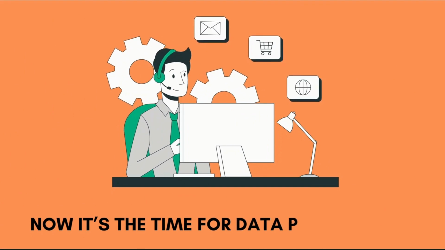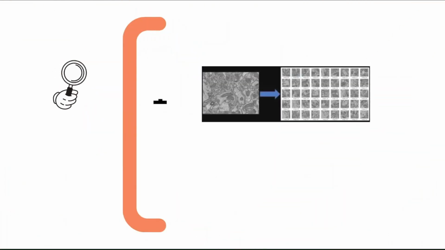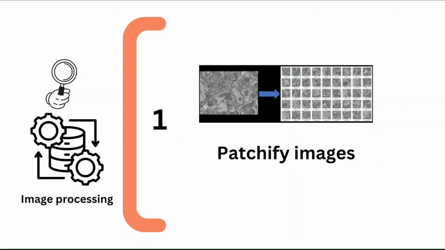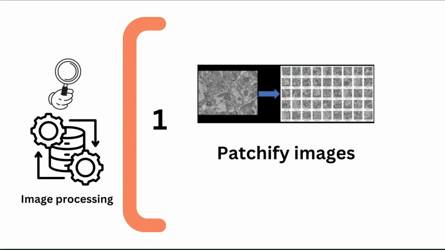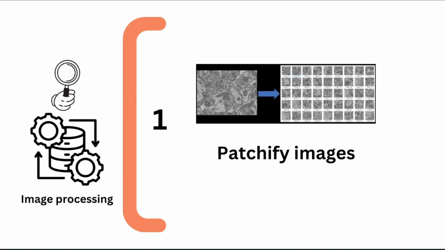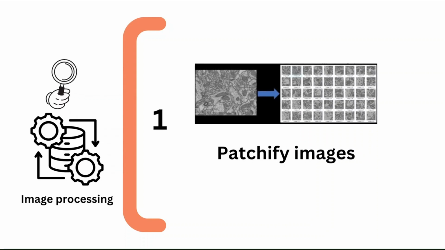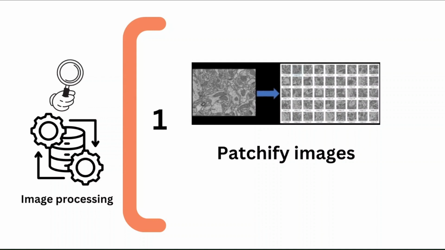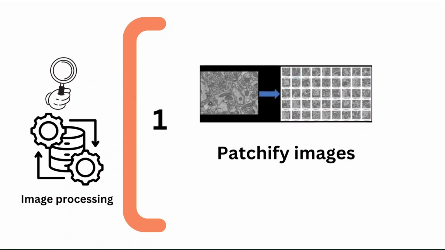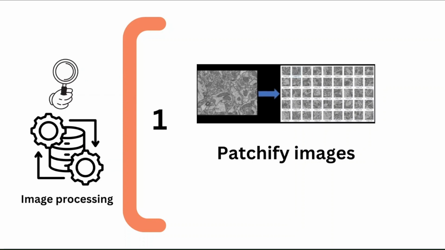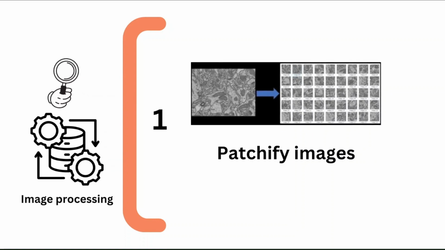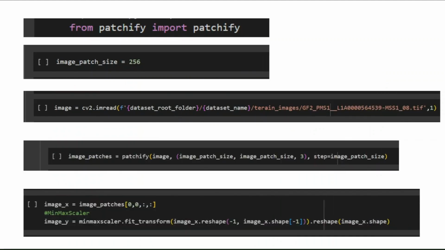Now here comes the part of data processing. First we will use patchify images. The main function of patchifying images is to enable more efficient processing and analysis of large images. Large images can be computationally expensive to process, especially in deep learning models like convolutional neural networks. Now by dividing the image into smaller patches, we can reduce the dimensionality of the data, making it more manageable for the model. Here are some code snippets of the implementation of patchify.